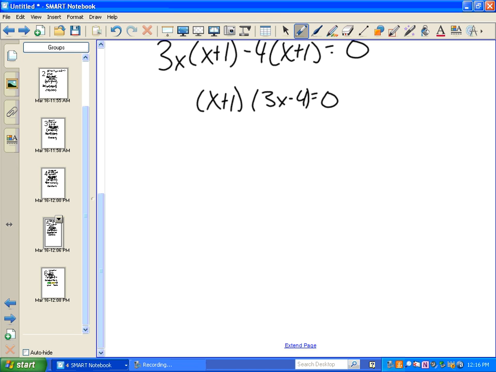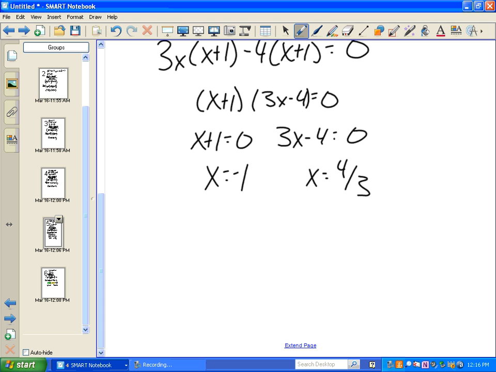From here, how do we solve for x now? We have x plus 1 times 3x minus 4 equaling 0. Finn. Very good. If either one of these equals 0, we're good. So we're going to set them both equal to 0. So x is going to equal 4/3, and x is going to equal negative 1. Questions on that?